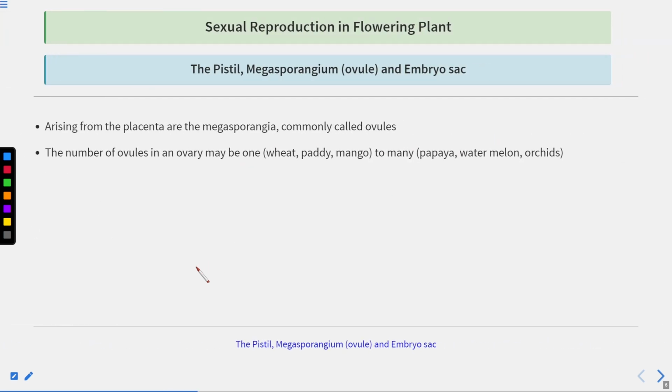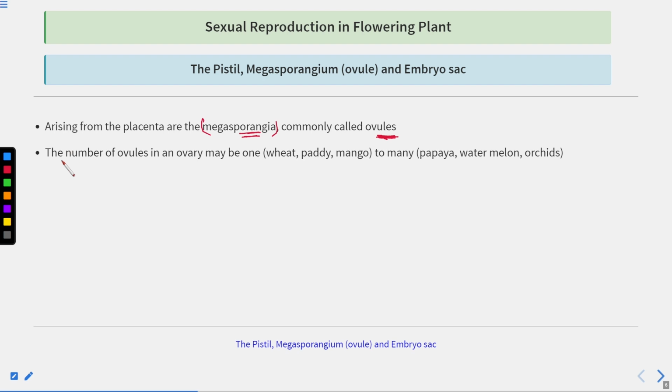Now next, arising from the placenta are the megasporangia, which are commonly called ovules. So megasporangia is known as the ovule. If there is a question, what does megasporangia represent? Megasporangia, you can say, is an ovule. It is also commonly called an ovule. So the megasporangium arises from the placenta; arising from the placenta are the ovules.